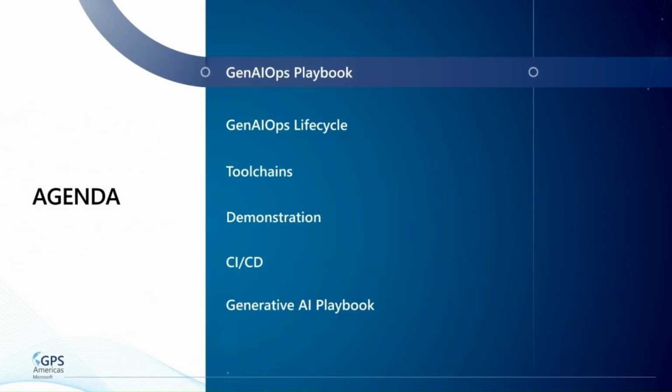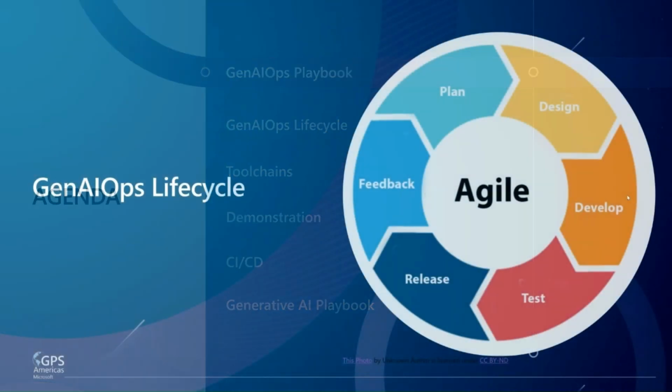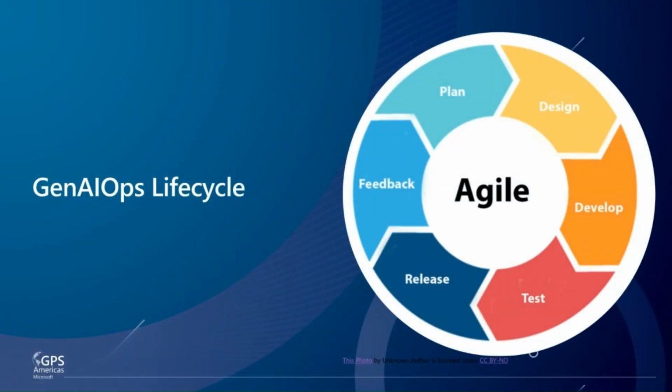In today's session, we'll be covering the Generative AI Ops Playbook. These will be our agenda items where we'll cover the lifecycle, the different tools you use when building out those applications. We'll do a demonstration for the majority of this webinar, and then we'll share the CI/CD pipeline so we can understand how we can deploy these to production. And lastly, we'll share with you a set of learning resources called the Generative AI Playbook. So hopefully that gives you a good idea of today's session. Let's jump into the life cycle and talk about its overall capabilities.